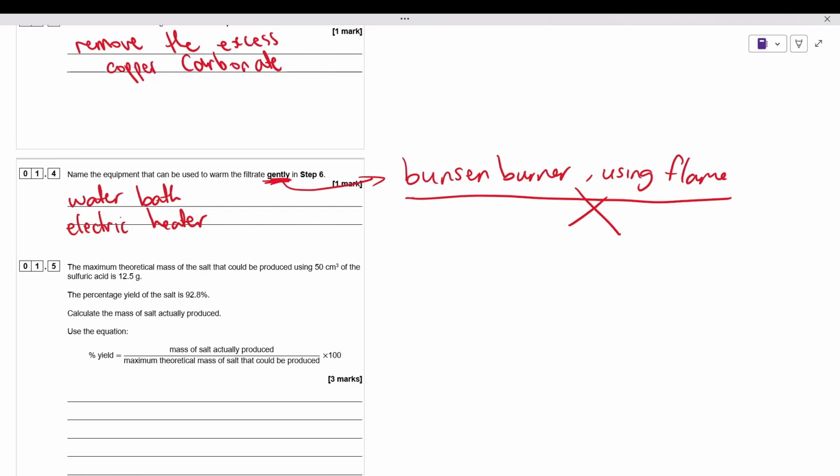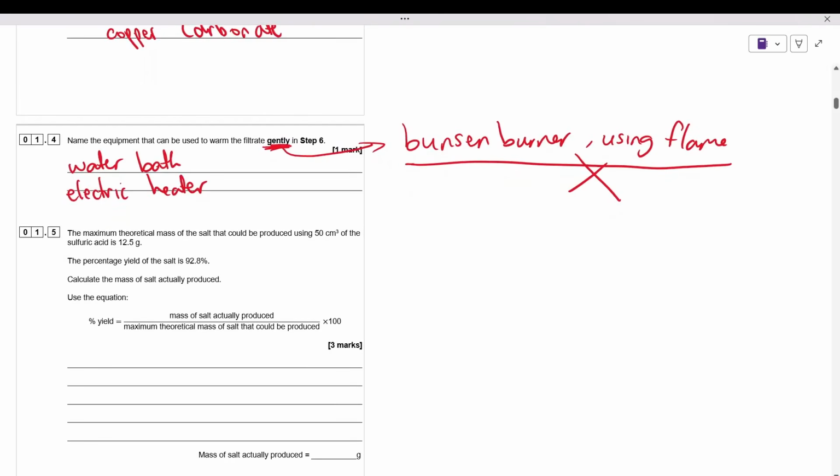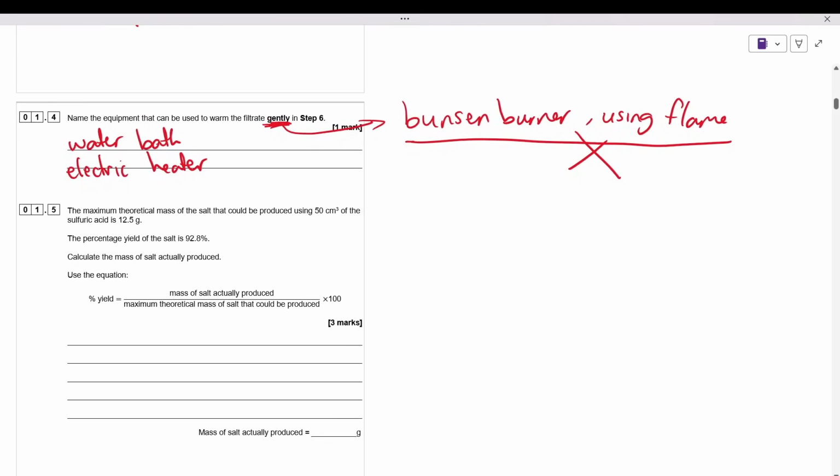Right, now for 1.5, the maximum theoretical mass of the salt that could be produced from that 50 centimeters cubed of sulfuric acid is 12.5 grams, right? So we know that this is a theoretical mass, right? The percentage yield of that salt is 92.8. Calculate the mass that we can actually produce. We're going to use the equation. So because it gives us the equation, we're just going to input things into this equation before we rearrange.